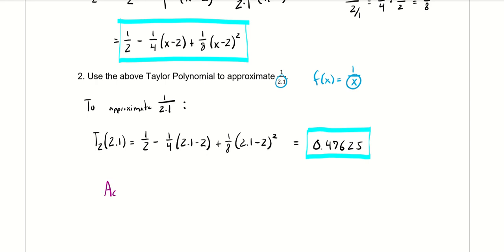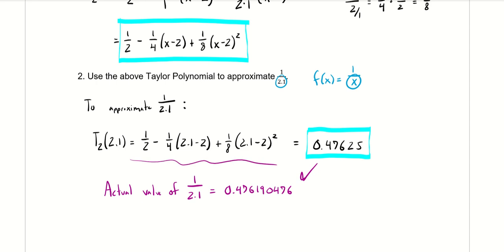And just to see how close we were, what's the actual value of 1 over 2.1? Well, that's going to be 0.476190476, which is the number of decimals my calculator printed out. So that's pretty good. 0.47625, 0.47619. Pretty good for a relatively easy polynomial to work with. So that's this idea of approximation.